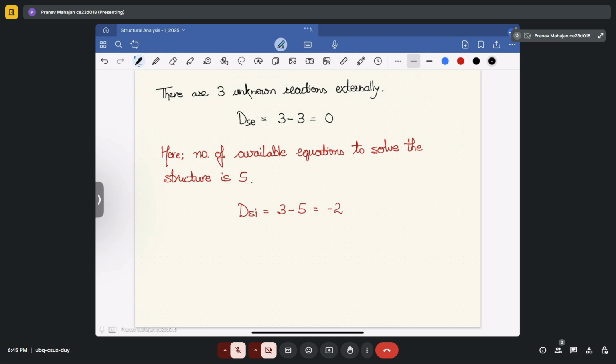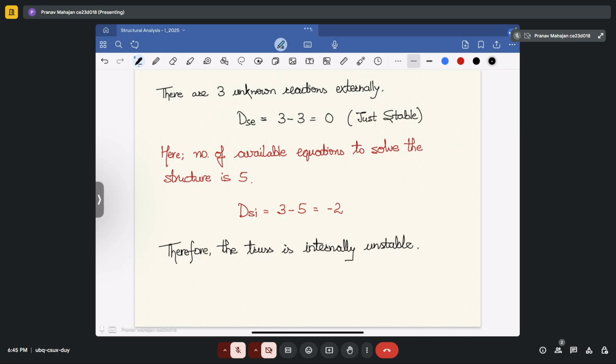So therefore the truss is internally unstable, because your internal static indeterminacy is negative, whereas your external static indeterminacy is 0, that is just stable. Okay, so in this case it is just stable. Fine.